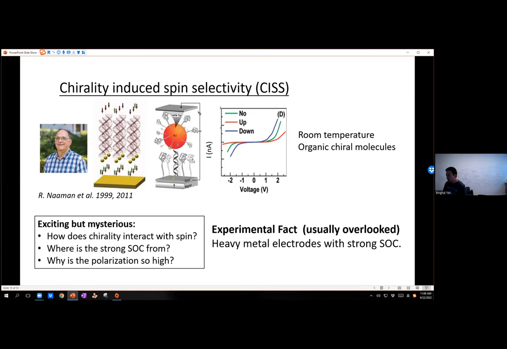Then when I thought about this question, I noticed there's a fact you can already see: there's always a heavy metal, for example, in the transport device. We have nickel, we have gold, and the AFM tip, most of the time, is platinum. There's always strong spin-orbit coupling. Actually, this strong spin-orbit coupling is enough. The role of the DNA is to provide the orbital polarization.